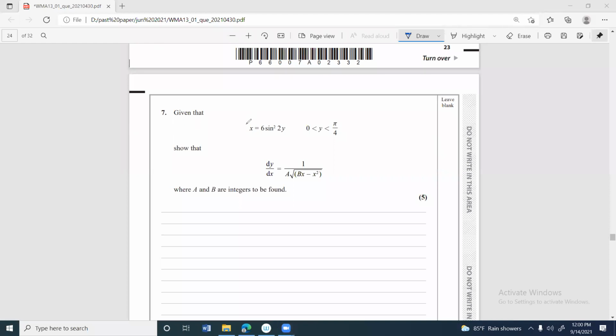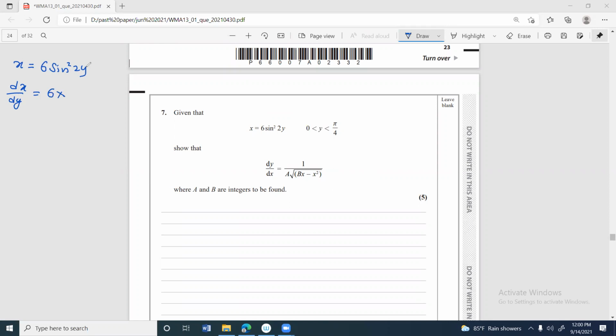If you start with this question, given that x equals 6 sine squared 2y, show that this answer. So what you can get here is, this is x, equals 6 sine squared 2y. Initially, I'll try to find dx by dy, because you cannot simplify the y function, since the differentiation of sine inverse x we still don't know, right?